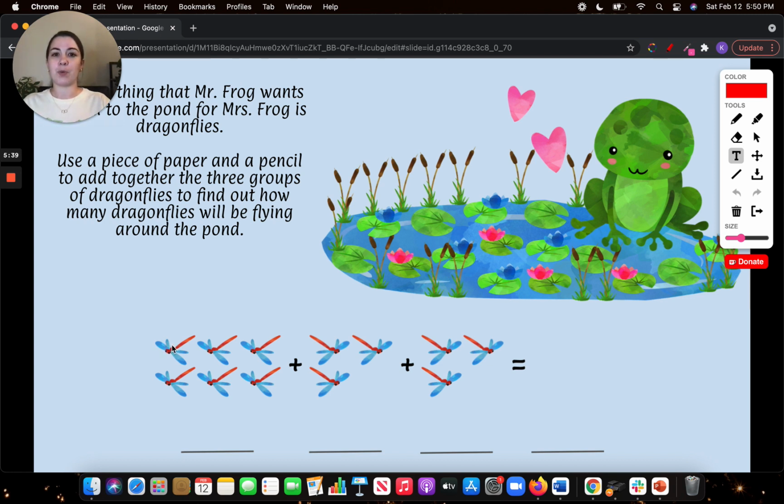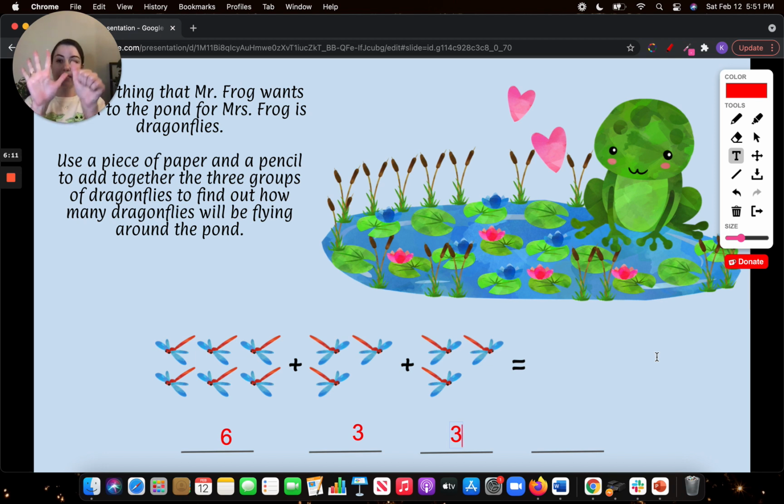Here we have 1, 2, 3, 4, 5, 6 dragonflies. So right here, we're going to write the number 6. Here we have 1, 2, 3 dragonflies. So we're going to write the number 3. And here we also have 1, 2, 3 dragonflies. So we're going to write the number 3. And then we're going to add them together.